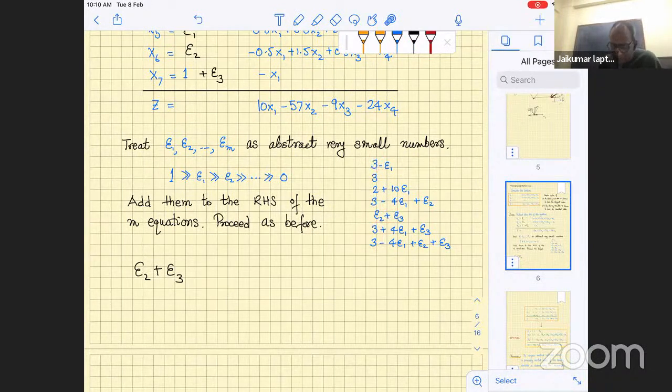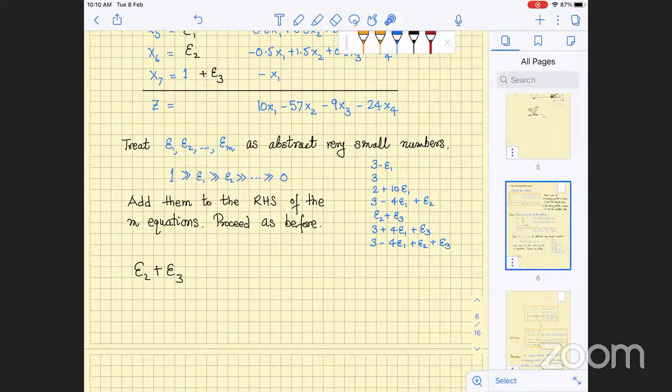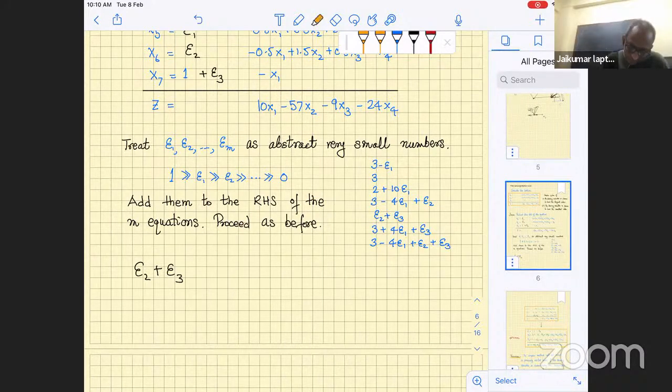And then which one will be the next? 2 plus 10 epsilon 1. Yes. Let me just scratch those two out. So this is done, this is done. And next.